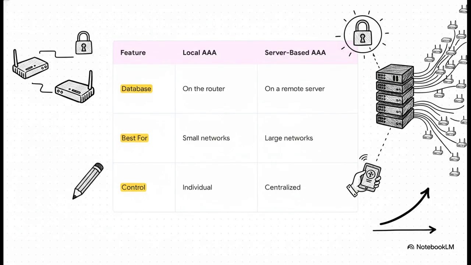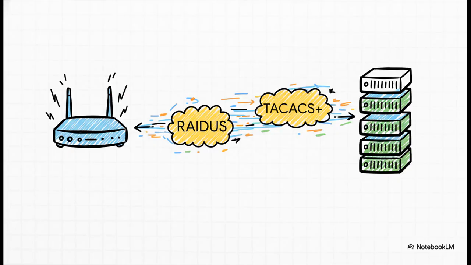Let's really break down the difference here. Local AAA is super simple, and it works just fine for a tiny network with maybe a few devices. But can you imagine having to update passwords on hundreds of routers one by one? That would be a total nightmare. And that's where server-based becomes absolutely essential. It's built to scale, and it gives you one central point of control for everything. Now, for the server-based communication to work, the router and the server need to speak the same language. These languages are actually standardized protocols. The 2 most common ones are called RADIUS and TACACS+. You can just think of them as the official rulebooks for how the AAA framework communicates.